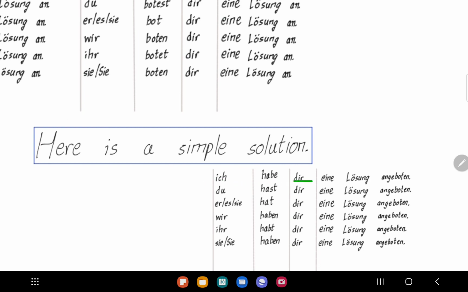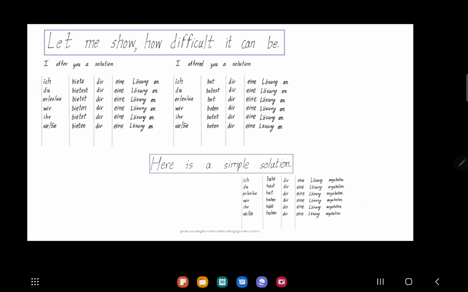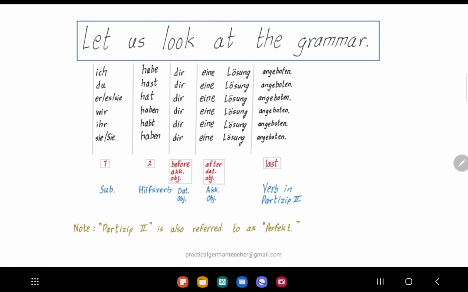Advice: don't try to translate this into German. Just understand that when you want to say I offered you a solution, you can just say it like this, okay? You can also say it the other way, but this way you don't have to remember the different conjugations of anbieten for past tense. You can just remember this variation of anbieten, angeboten. And then you already know the conjugation of haben for different pronouns. This is obvious to you, right? All right. So now the question is, let's look at the grammar first.